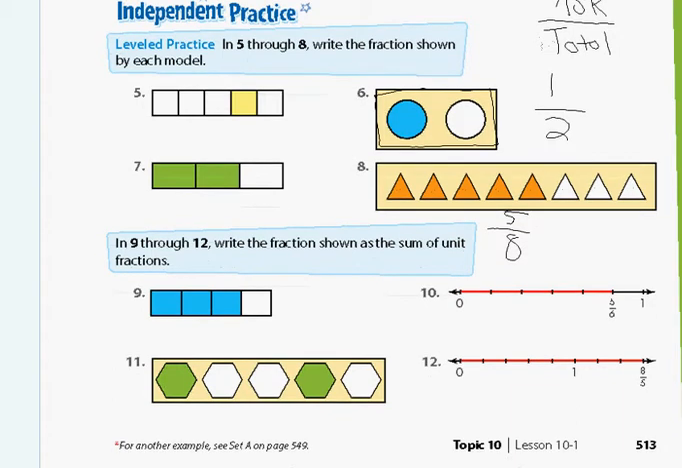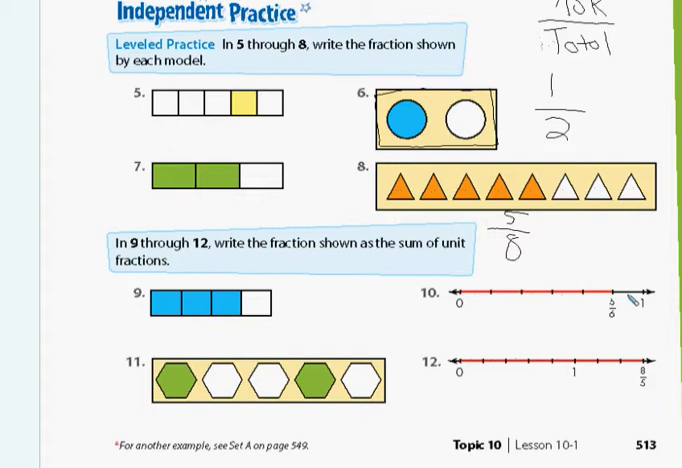Okay, on problem number 10, how many parts is that number line broken down into? Ryan? 6. Let's see. That's 1, 2, 3, 4, 5. Oh, I'm on the wrong one. I'm sorry. 1, 2, 3, 4, 5, 6. That's right. So there's 6 parts.